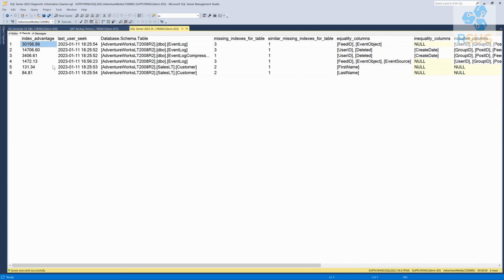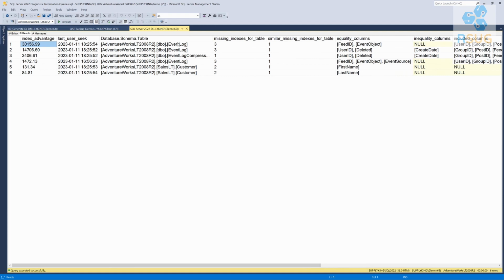But the one thing you don't want to do, and the reason why I said this is dangerous, is I've had people come up to me at the past summit, for example, and say, hey, Glenn, I like that missing index query, but I modified it a little bit to automatically create every single thing that it finds. Was that a good thing to do? I was like, no, don't do that.